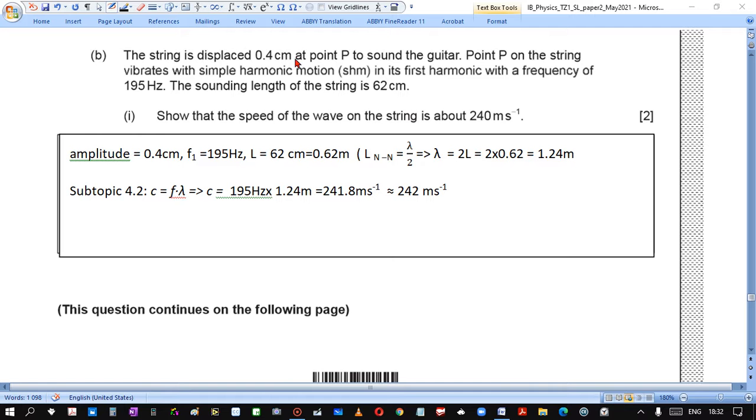So 0.4 centimeters is the amplitude. First harmonic is 198. Length in meters will be 0.62. Because we have node distance, it is equal to lambda over 2. It means that lambda is two times more, which comes to 1.24 meters. Using subtopic 4.2 for speed, speed equals frequency times wavelength, so we put in numbers and we get 242 meters per second, so to two significant figures, correct answer.